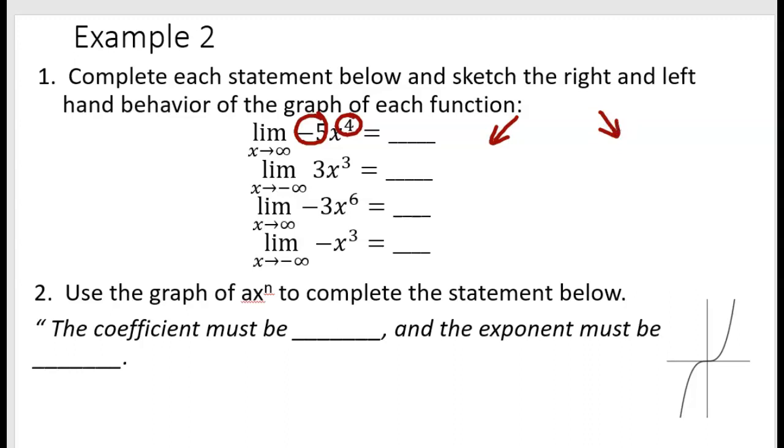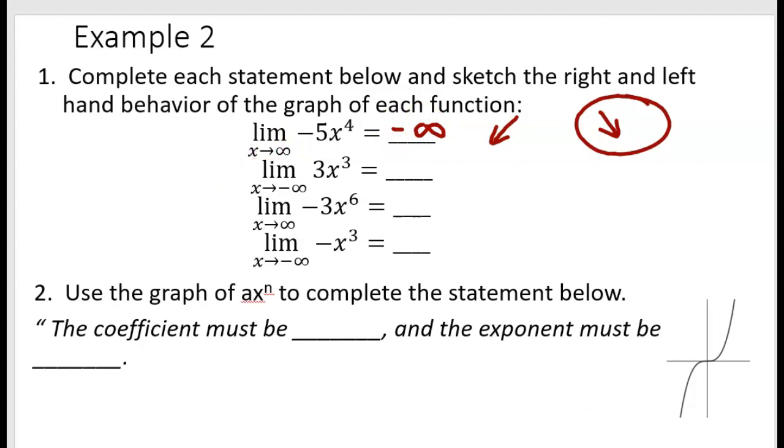So now that I've sketched my graph, I'm ready to answer this. What does this mean as x approaches infinity? What side of my graph am I talking about? I'm talking about the right side. And on the right side of my graph, which direction is my graph going, up or down? It's going down. So therefore I'm going to put negative infinity here. All right? And that's it.